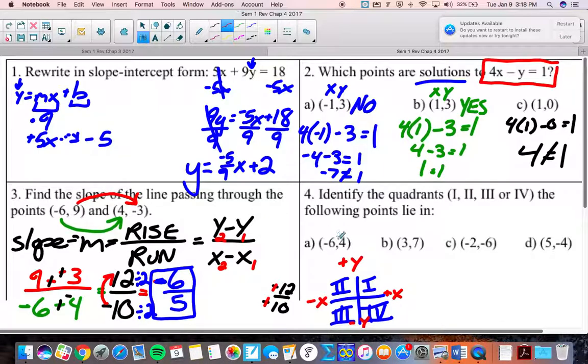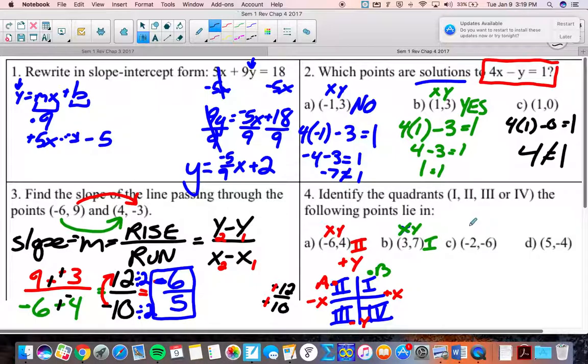If I need the location negative 6 for my x and my y is positive 4, it means from the origin I have to go left 6 and up 4. So that's A. So that puts me in quadrant number 2. Next, 3, 7. From the origin, my x is 3, so I go to the right 3, and my y value is positive 7, so I go up 7 for the y. So that's B. So this point is in the first quadrant.